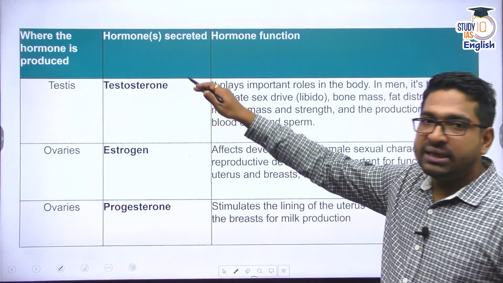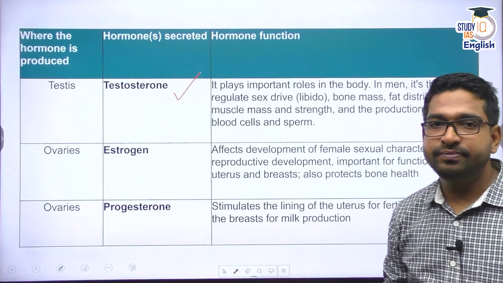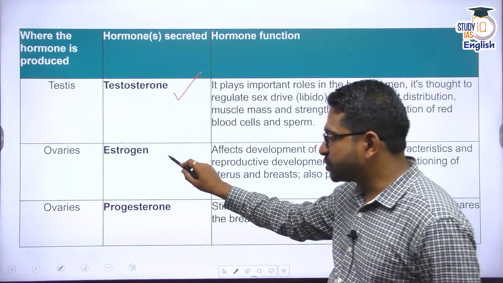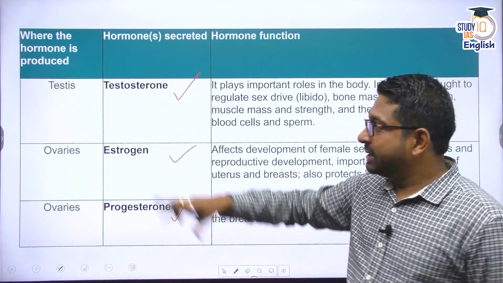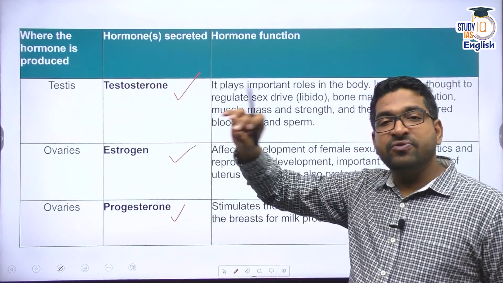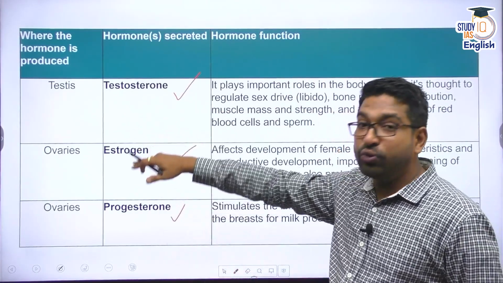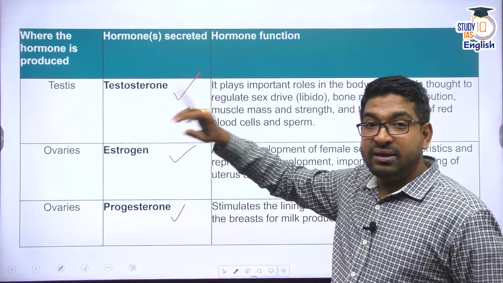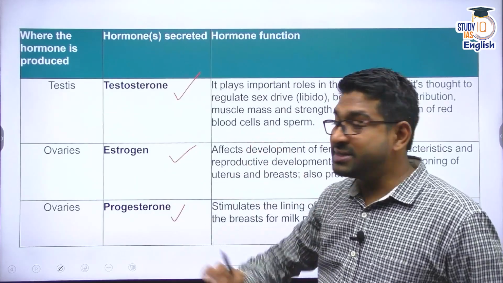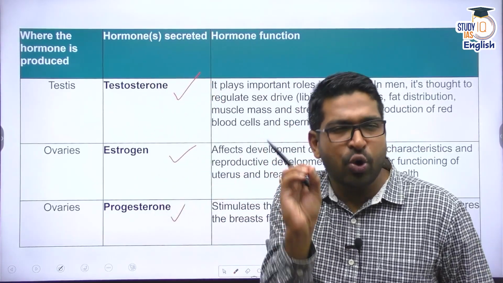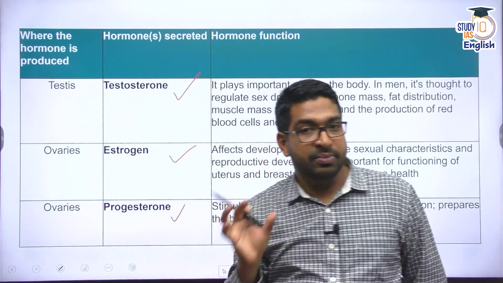Apart from that, the testicles, the testes in males, release testosterone. In females, ovaries release estrogen and progesterone. Please remember, in males, the testicles are also responsible for some amount of estrogen production. And similarly, in females, the ovaries also produce some amount of testosterone. In fact, in females, testosterone is produced in small quantities in the ovaries as well as in the adrenal glands. Very important pointer. Please remember this.